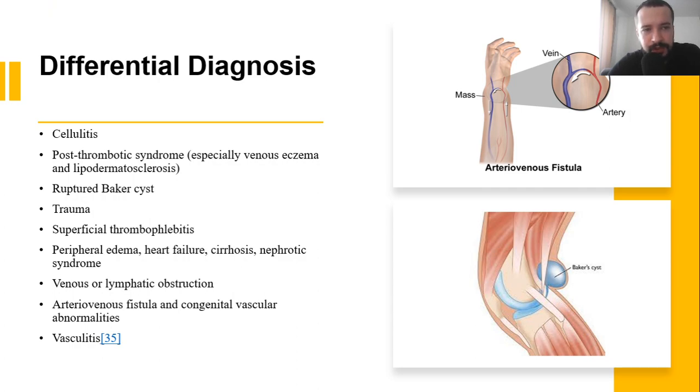Differential diagnosis: cellulitis, post-thrombotic syndrome, especially venous eczema and lipodermatosclerosis, ruptured Baker cyst, trauma, superficial thrombophlebitis, peripheral edema, heart failure, cirrhosis, nephrotic syndrome, venous or lymphatic obstruction, arteriovenous fistula, congenital vascular abnormalities, and vasculitis.